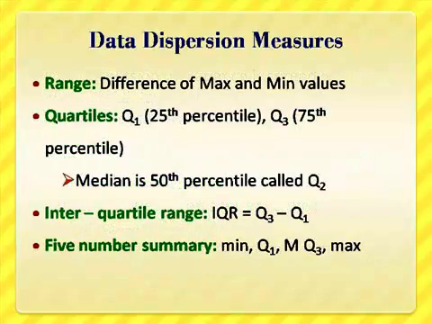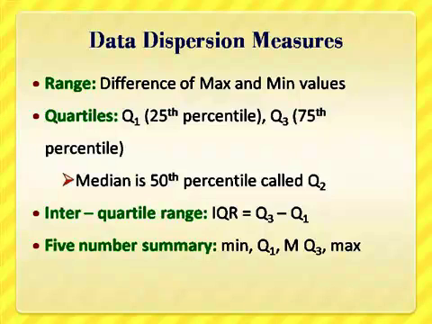The first measure is range. Range can be computed by taking the difference between the maximum value, which is the largest value, and the minimum value, which is the smallest value of these n elements. The second one is quartiles. Q1 is called the 25th percentile. Q3 is termed the third quartile, the 75th percentile. The kth percentile of a set of numerical data in sorted order is the value xi having the property that k% of the data entries lie at or below xi. For example, the median is the 50th percentile and is called Q2.